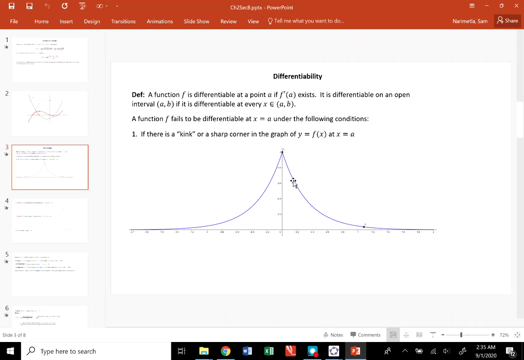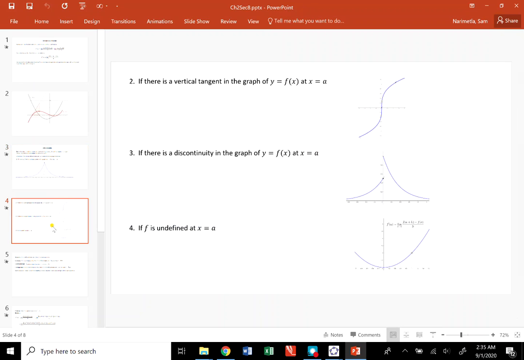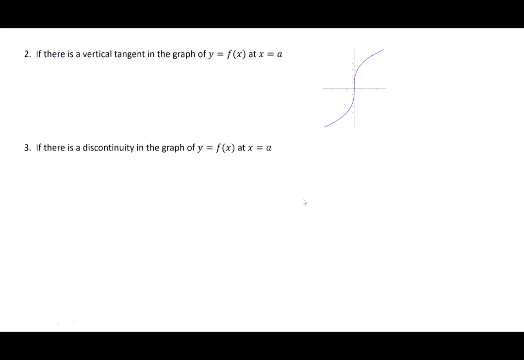A sharp corner is another reason why a function wouldn't be differentiable. And other than that, these are the scenarios. Cool? When the tangent line is vertical, when there is a jump discontinuity of this kind, or when the function is undefined, there's a hole in the graph, the function is not differentiable at those points. Okay? Now, here is a theorem.